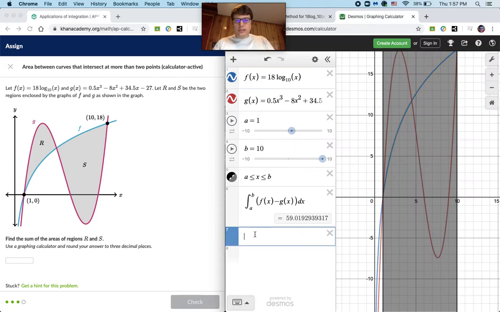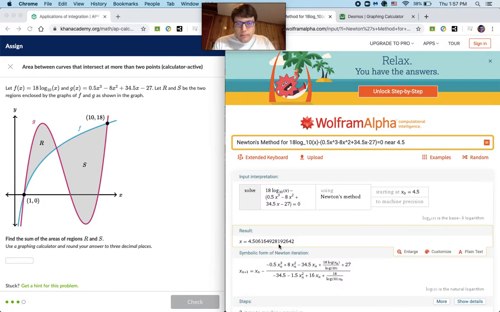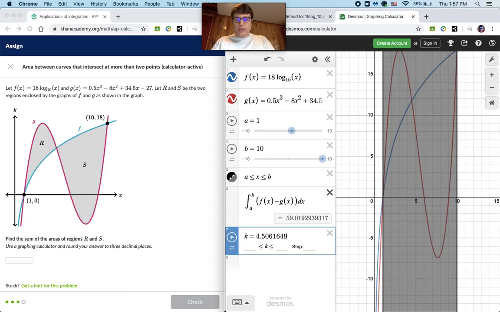4.50616. That's going to become my k value, 4.50616. I could go even more decimals because it's there, so I might as well. 492819. Okay, that's crazy precise. That's like nearly 10 decimals in precision.